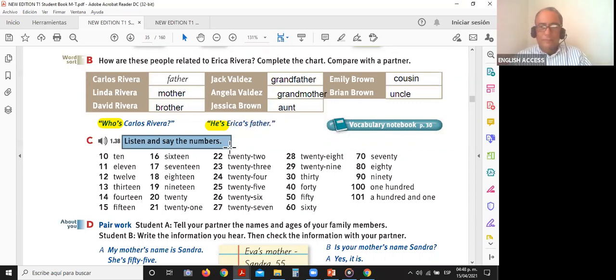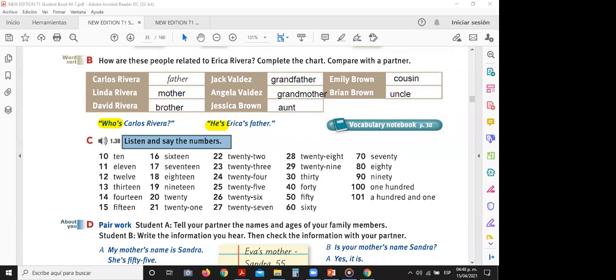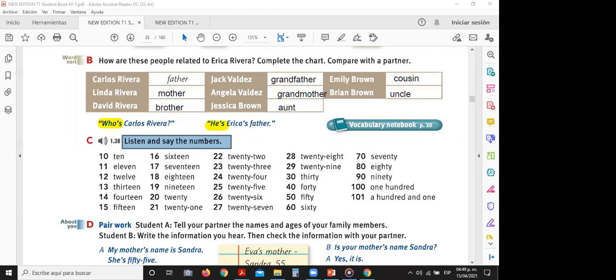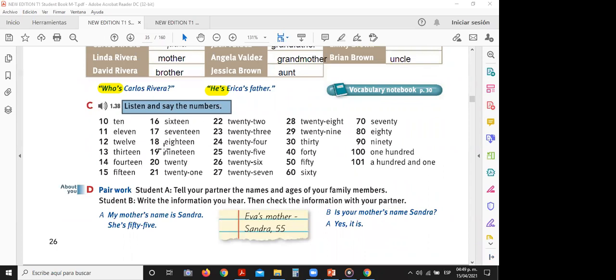10, everybody. 11, please open your microphones and say the numbers. We are going to practice a little bit. Thank you. Okay, 10, everybody. 10, 11, 12, 13, 14, 15, 16, 17, 18, 19.